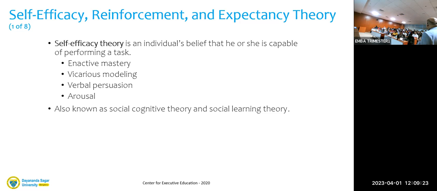Enactive mastery: does your team have the competence to do a particular job? Vicarious modeling: are you a good model first of all, or are you going for frequent cigarette breaks? Every 15 minutes, you're going for a smoking break outside and wasting everybody's time.